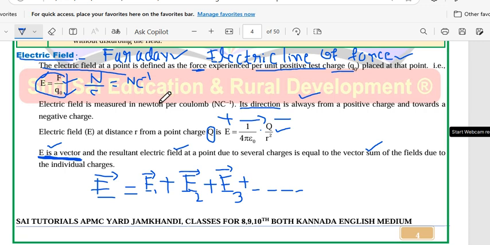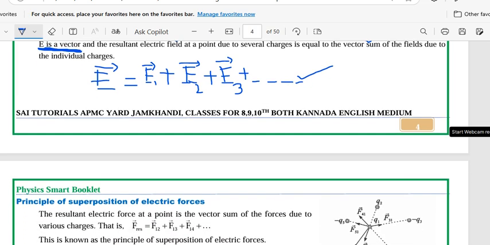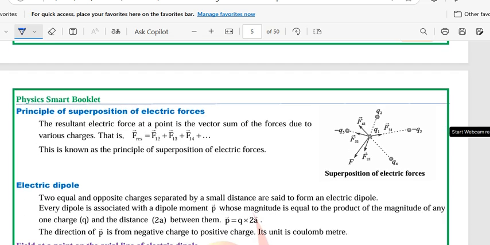The SI unit of electric field is Newton per coulomb. Its direction is always from a positive charge towards a negative charge. The electric field at a distance r from a point charge is E equal to 1 by 4 pi epsilon naught into q divided by r square. E is a vector quantity because it has magnitude as well as direction. The resultant electric field at a point due to several charges is the vector sum of the fields due to the individual charges. This is all nothing but electric field.